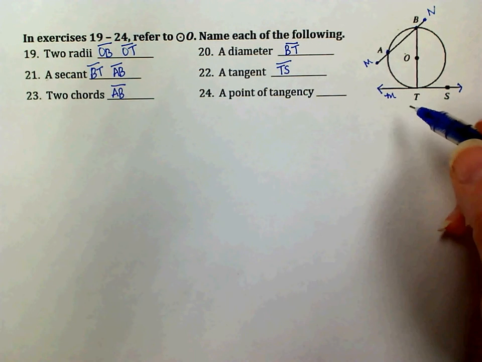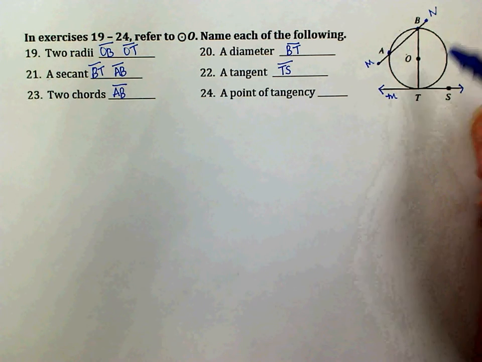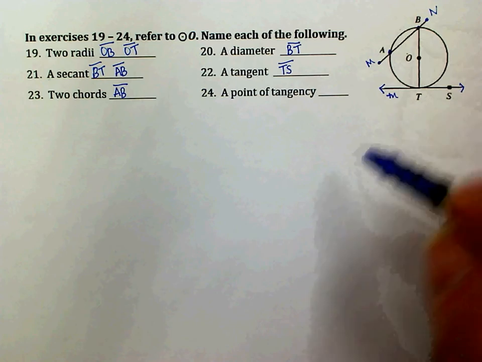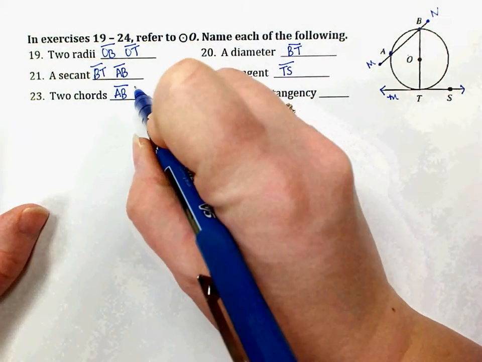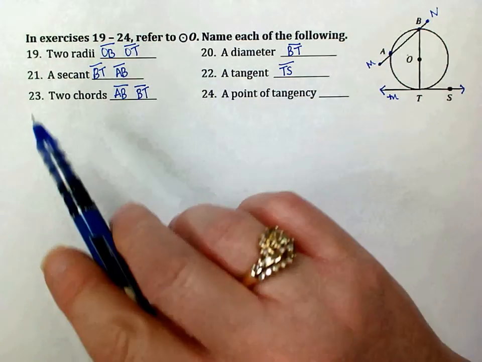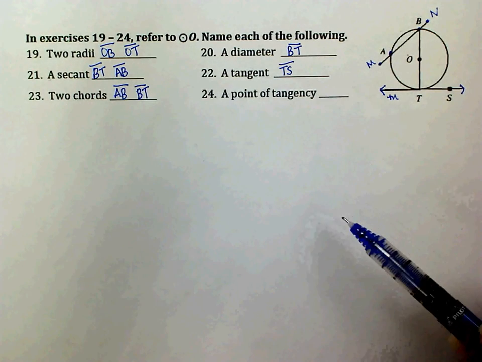Now another option for the chord would be the diameter, because a diameter also is a segment with endpoints on the circle. So segment BT would be another option for your chord. And you have to name 2, so we have to name both of those.